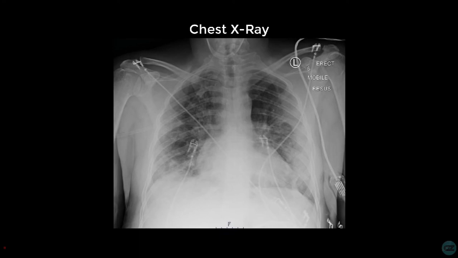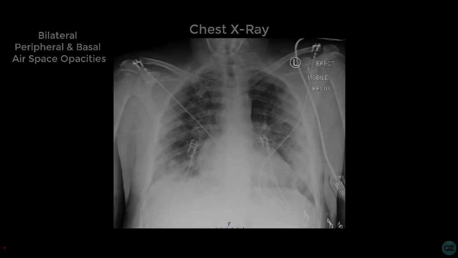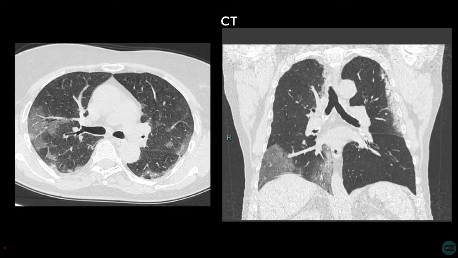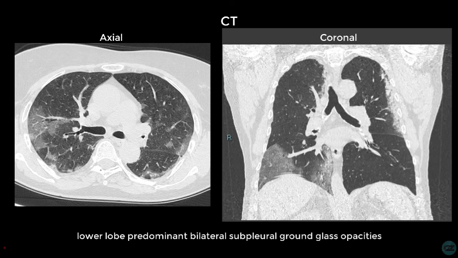A chest radiograph may be normal in early disease, but when findings are present, will typically demonstrate bilateral, peripheral and basal airspace opacities. Pleural effusions are rarely seen in COVID-19 infection. On CT, as seen on these axial and coronal slices, typical findings are lower lobe predominant bilateral subpleural ground glass density opacities. While these findings are frequently seen in COVID-positive patients, these are not specific.